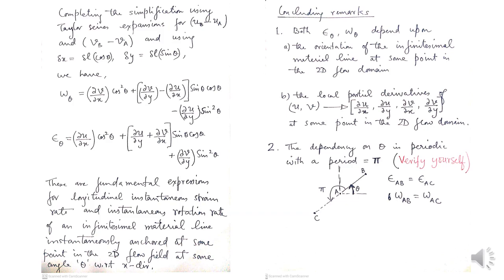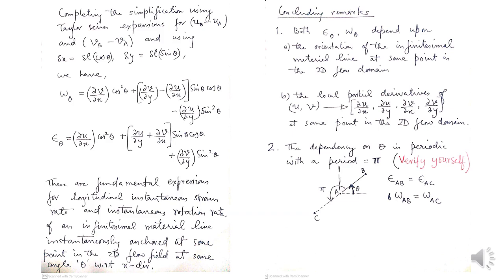You can consider a material line in any way, and you can choose any point on the line, any point A, and take a neighboring point on the line, B. So that's why there's no significance of that point anymore. Once all the conceptual framework is established and the maths has also been completed, we need to regard these expressions in this manner only: that we are just talking of strain rates and rotation rates in a 2-dimensional flow field of an infinitesimal material line which is anchored at some point.